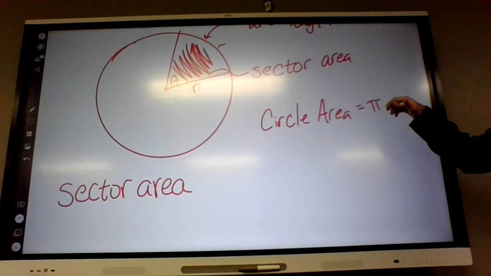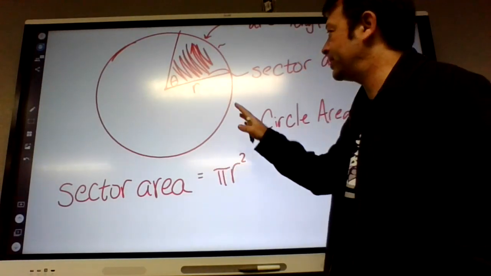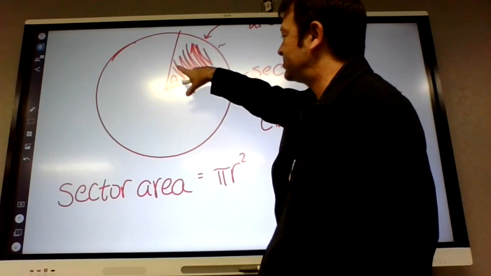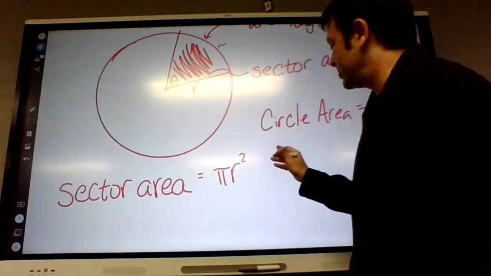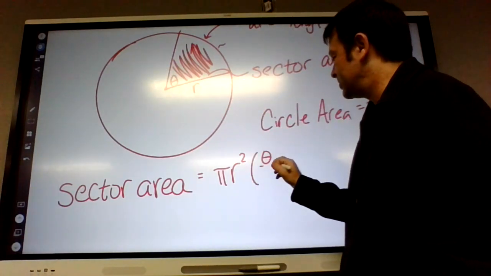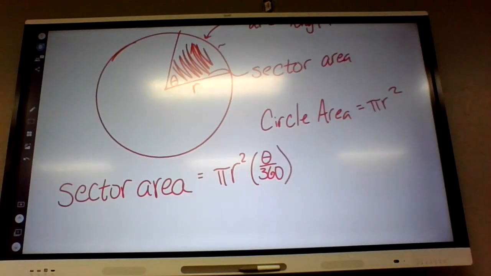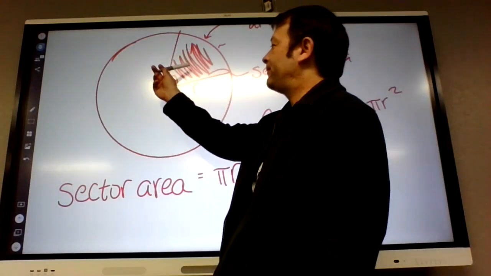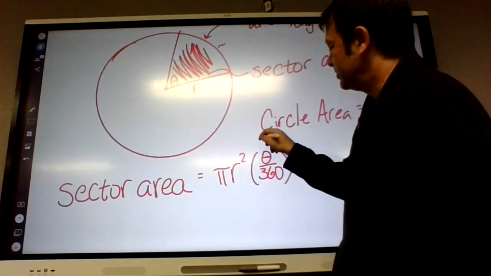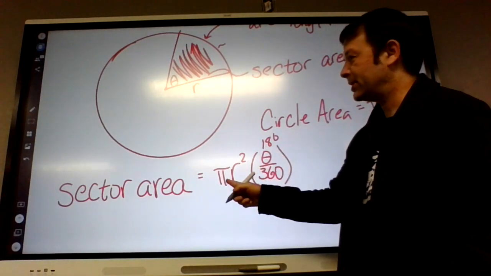Pi r squared. Okay, so sector area, you do pi r squared, but you're only going to be using a fraction of that circle. What fraction of the circle we're using? Depends on what theta is. So the bigger theta is, the bigger the fraction is, but it's basically theta over 360. That's what fraction of the circle you're using. If theta were 180, that would be like half the circle, so you'd be multiplying by a half. 180 over 360 is a half, for example.